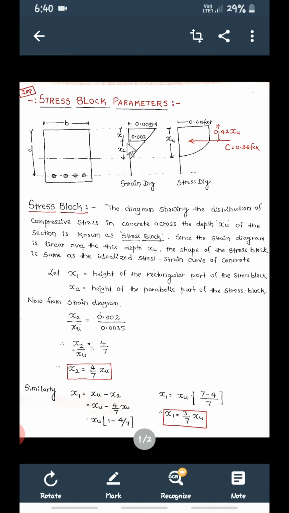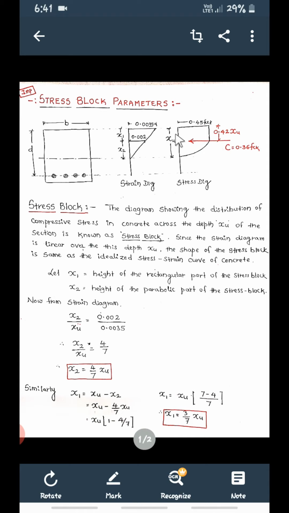What are these terms? x1, x2 and other things. Let x1 be, see this x1. Now, can you see this stress diagram? No doubt it is a parabolic shape. So this parabolic shape can be divided into two parts. One is this rectangle part. Can you see this rectangle part? This is a rectangle part.